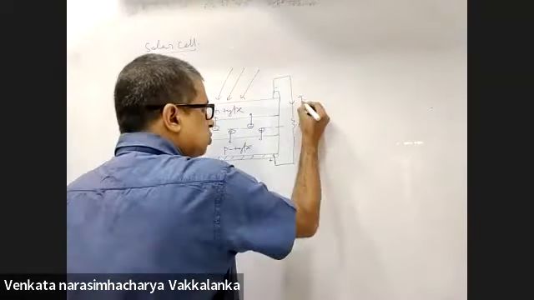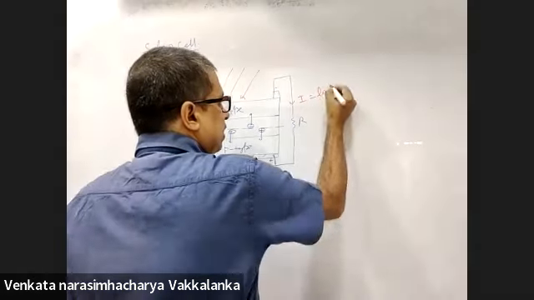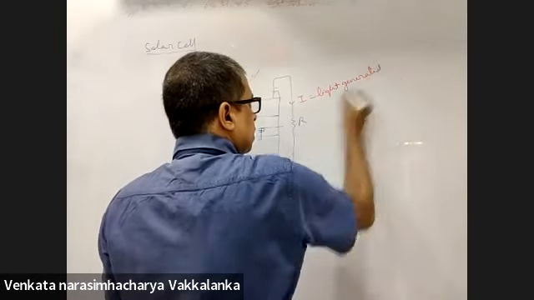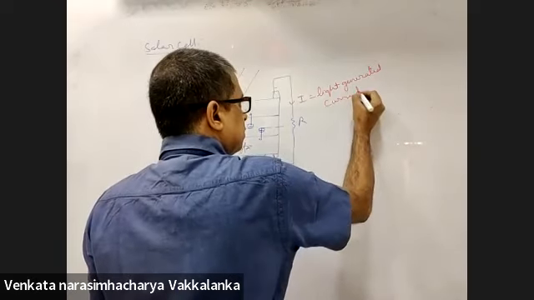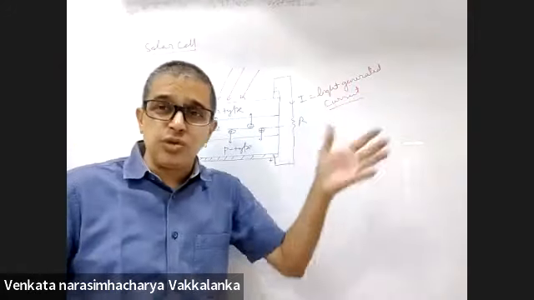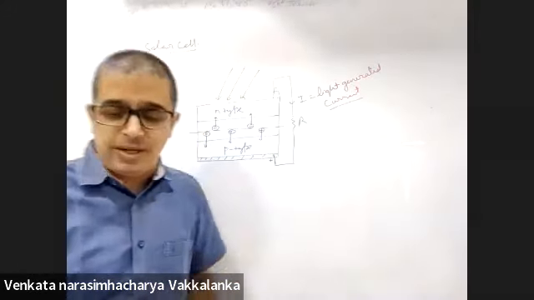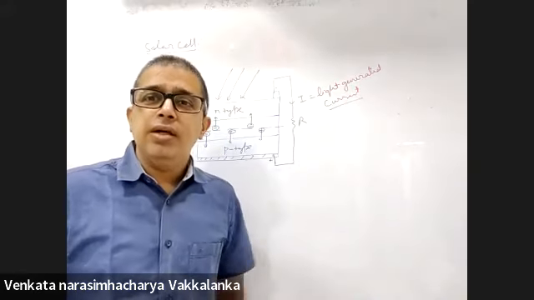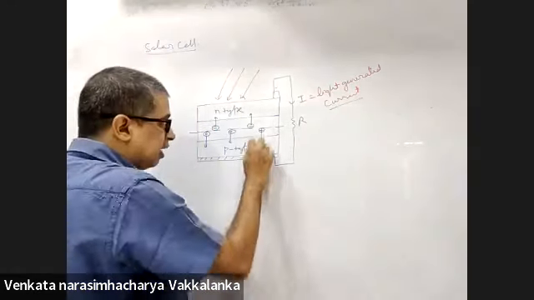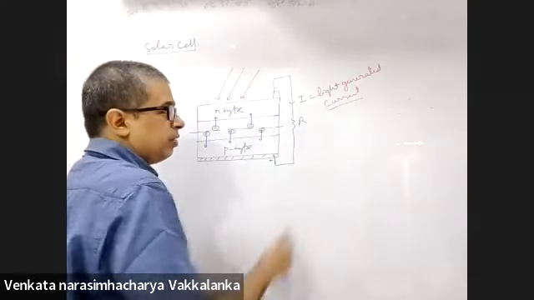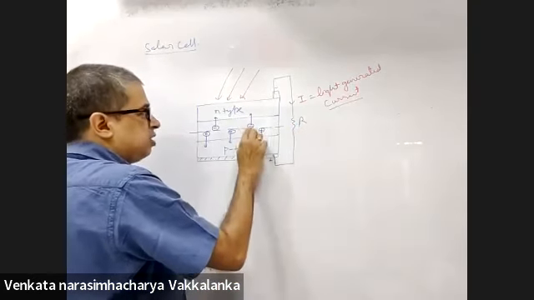This current is called light generated current. Now, it may sound very silly and funny that we give importance to these names. The question they are asking is: what is light generated current in a solar cell? That's the current flowing in the external circuit, not the current flowing inside. How is current flowing in the external circuit?